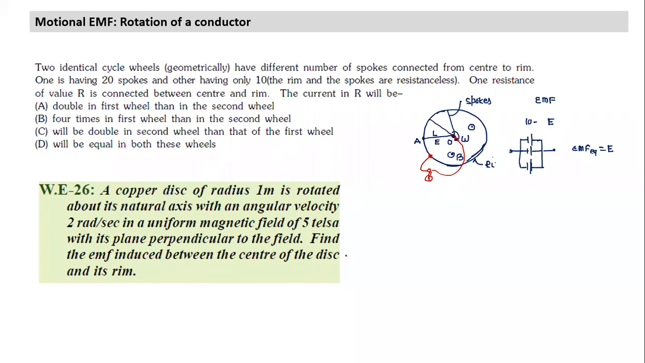So the potential difference does not matter whether it is a disc. If the disc is rotating, I can imagine the disc as several spokes. So what is the potential difference between the center and the point? It will again be equal to B L V average, which will be B into R into R omega by 2. So we can also remember it as B omega R square by 2.